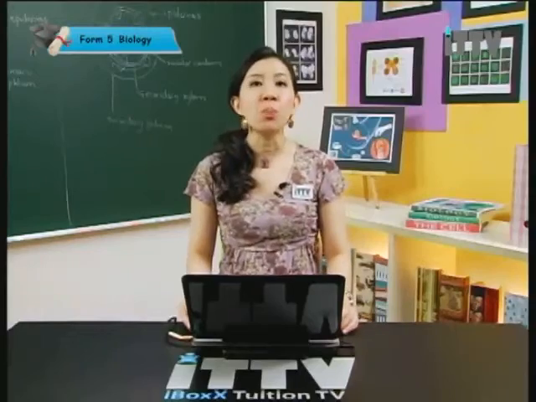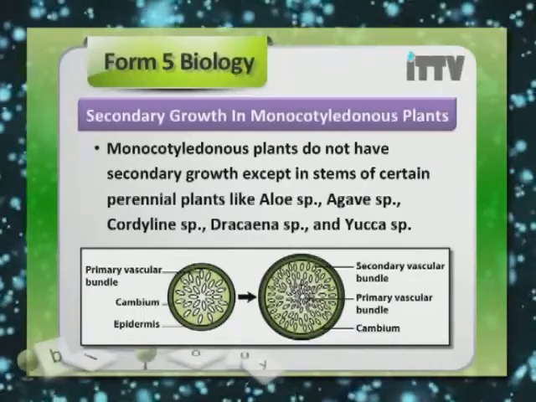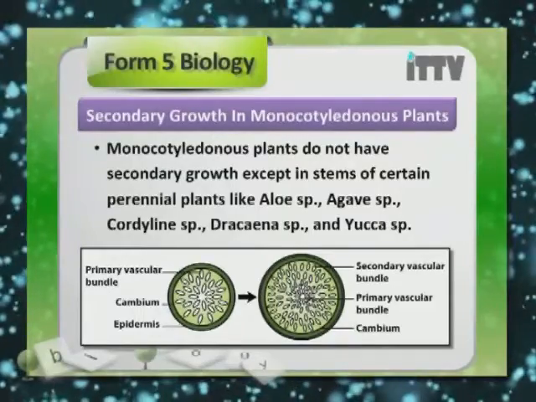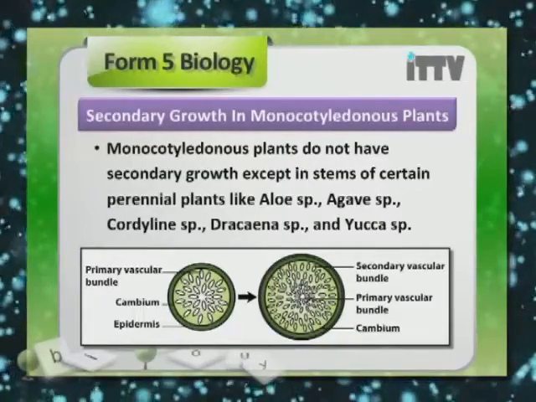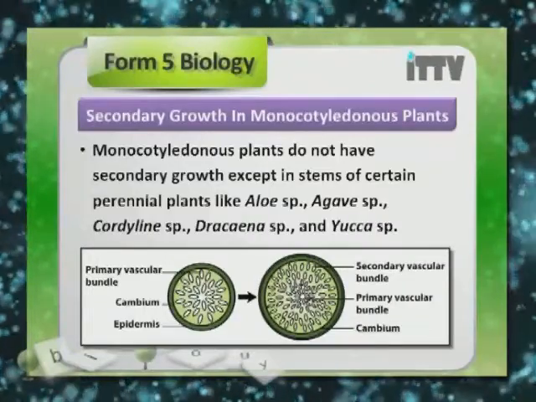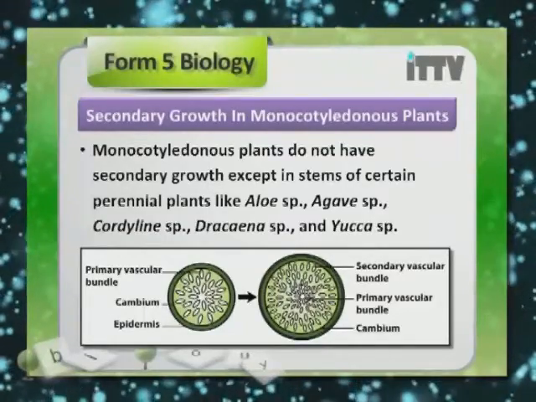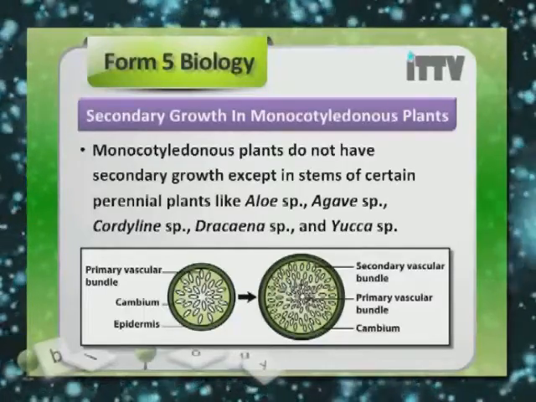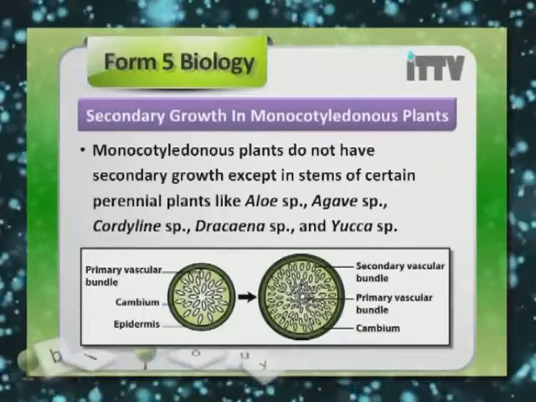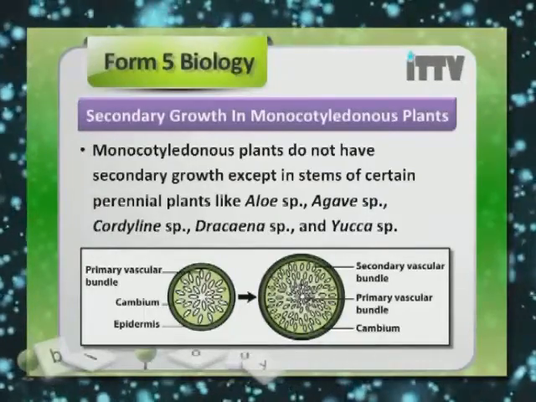Now, what about secondary growth in monocotyledonous plants? As you know, these plants do not have secondary growth except in stems of certain perennial plants like aloe, agave, cordyline, dracaena, and yucca. All of them are genus names. If you look at the diagram, it's a cross-section of the stem of a monocotyledonous plant. You can see the primary vascular bundle and the cambium. As the cambium divides, it produces more secondary vascular bundles, and therefore the diameter of the stem is larger because of lateral growth.